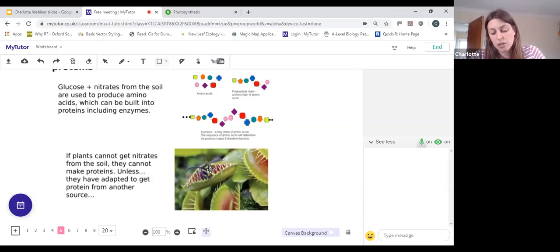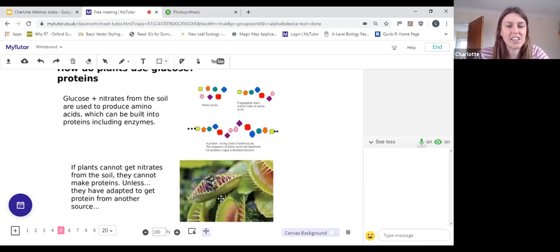And then the plant secretes digestive enzymes which basically digest the insect there, and they can then use the protein from that insect to build their own proteins in turn. So that's one adaptation if you can't get any nitrate from the soil.